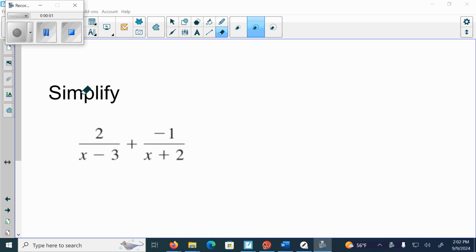Okay, so first of all, I want you to take this rational function. Does anyone know why it's called a rational function? Okay, let's backtrack. What is a rational number?